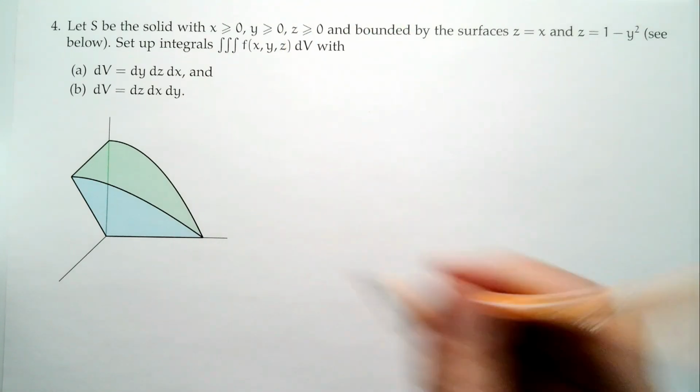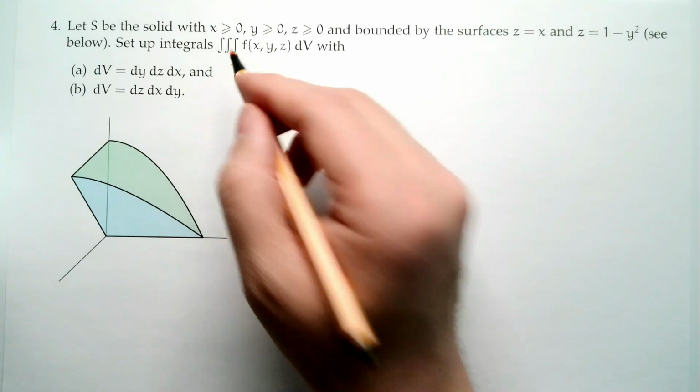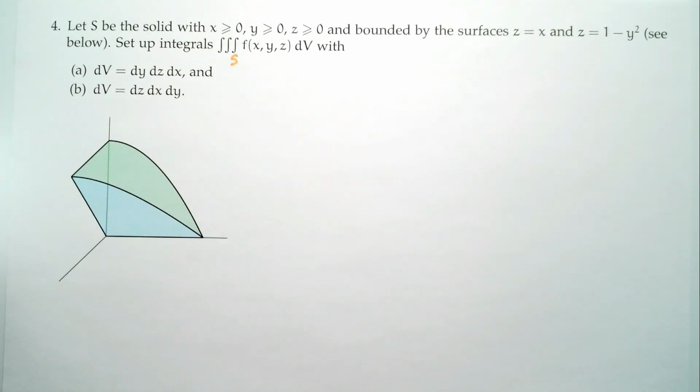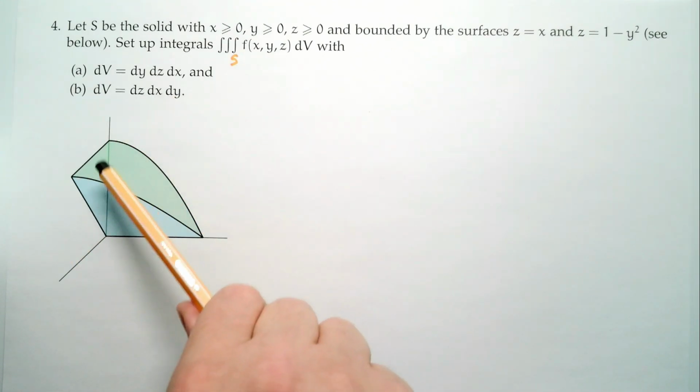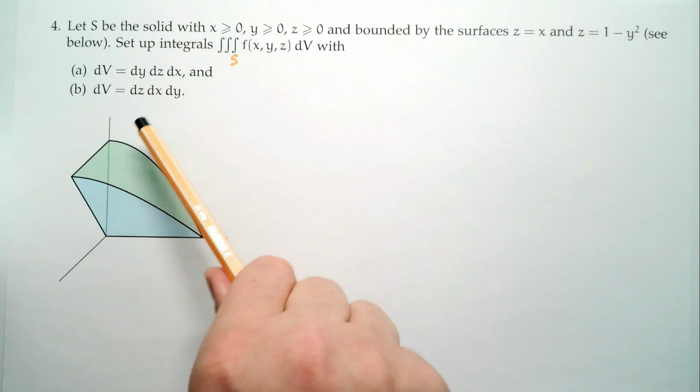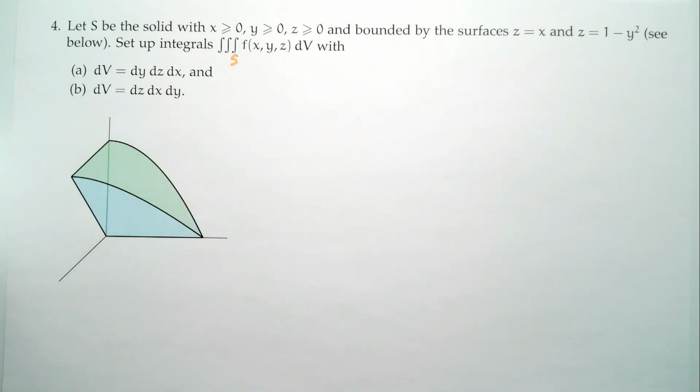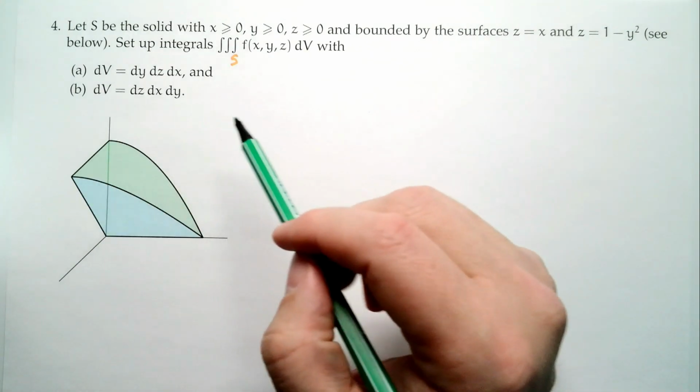It really should say integral over our solid S. There was an S I forgot to put there. Where (a) dV is in a particular order, dy, dz, dx, and (b) where dV goes dz, dx, dy. So let's work through and see what's happening here. Now, let's try to understand these two surfaces. There's actually slightly different colors here. So the one that's green, where's that coming from?